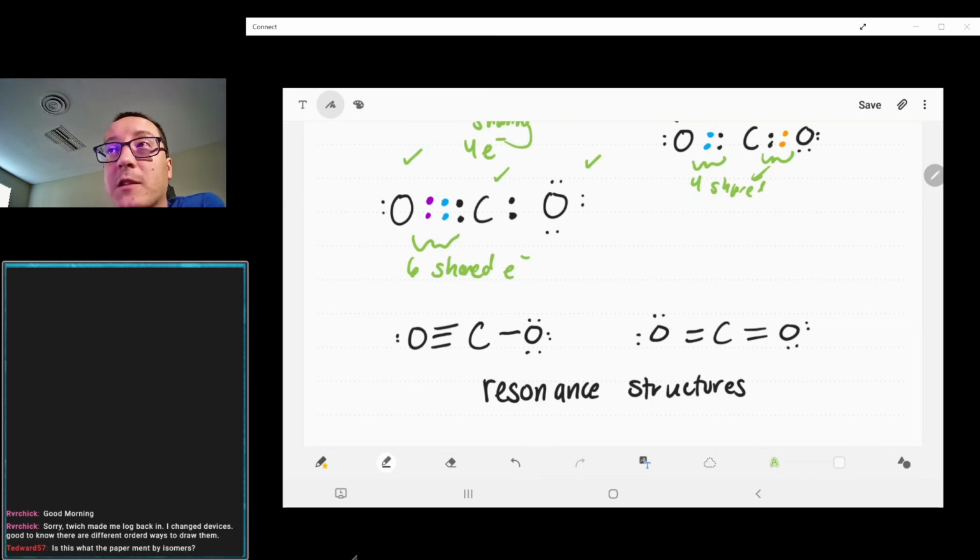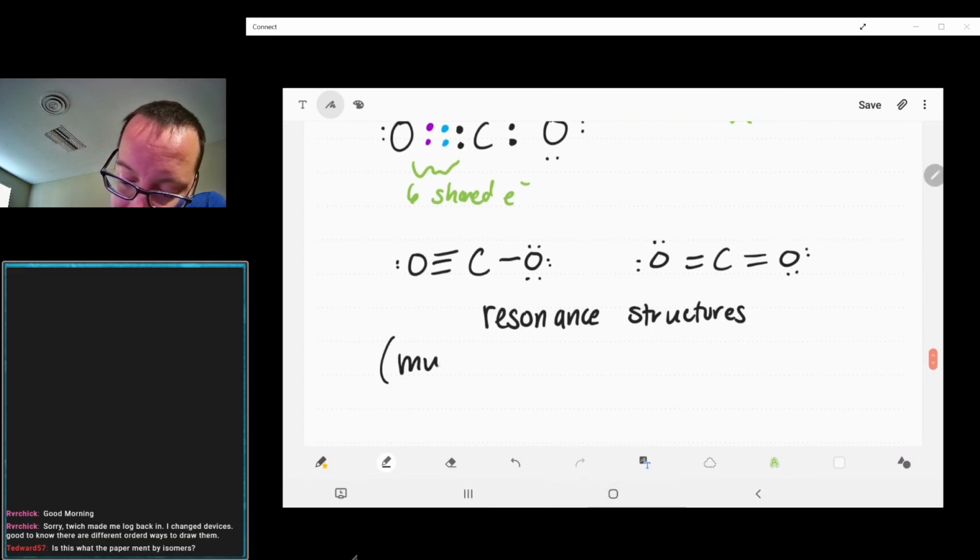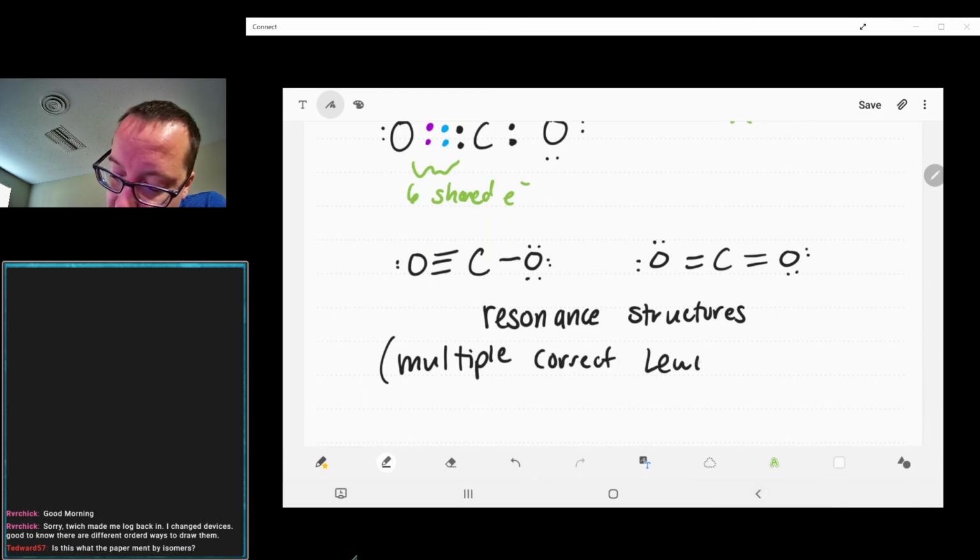So there are multiple correct ways of drawing the same structure. An isomer is going to be something where we rearrange the order of the atoms. In here, our order of the atoms is the same. These are just going to be resonance structures of each other. So these would be multiple correct Lewis structures. That's what resonance is.